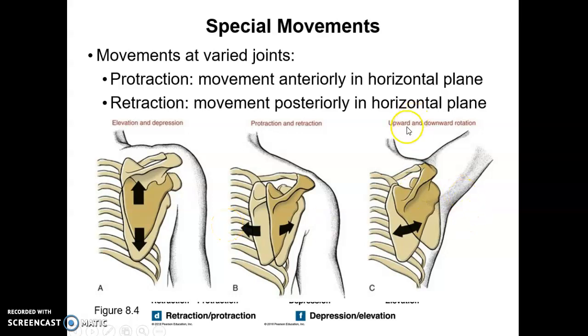And notice in the scapula, you can even do upward and downward rotation because there's so much movement at the shoulder. If you remember, the pectoral girdle attaches to the axial skeleton just at one spot. The sternal end of the clavicle at the manubrium of the sternum.